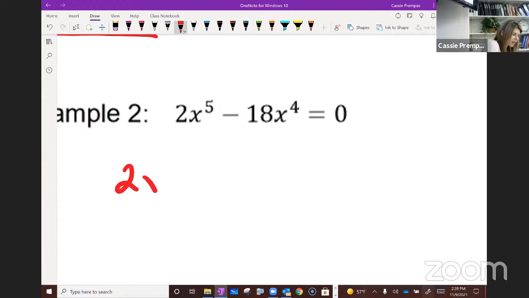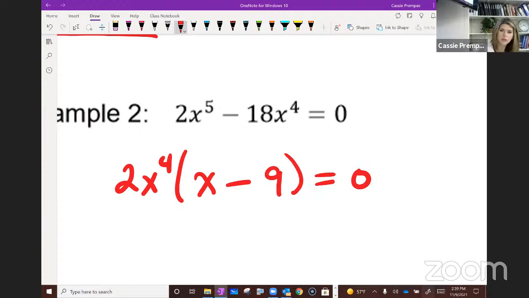It would be 2x to the 4th. And then you'd be left with x minus 9 equals 0. All right, I'll continue with the class then.